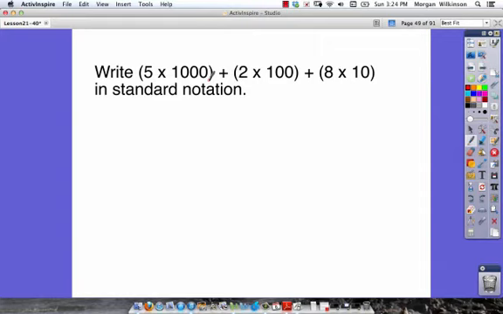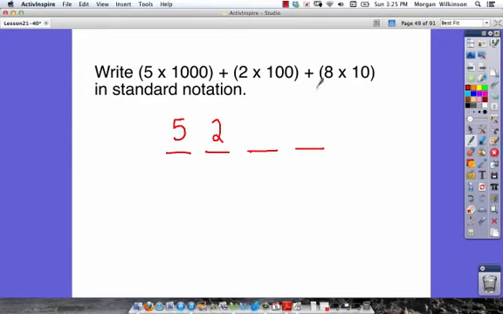Now we're given a problem in expanded notation, and we're going to write it in standard notation. So what we have here is 5 times 1,000. That's 5,000. So we're going to put a 5, and let's write out spaces for each of our place values. We've got thousands, hundreds, tens, and ones. We've got 5 times 1,000, that's 5. We've got 2 times 100, that's 200.